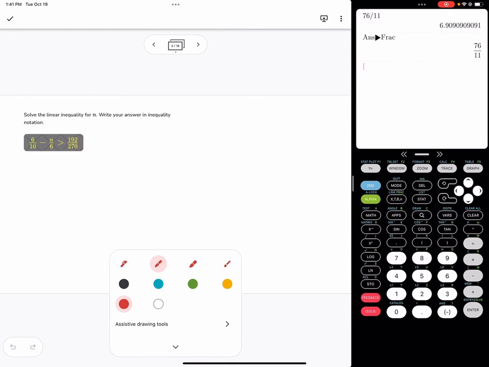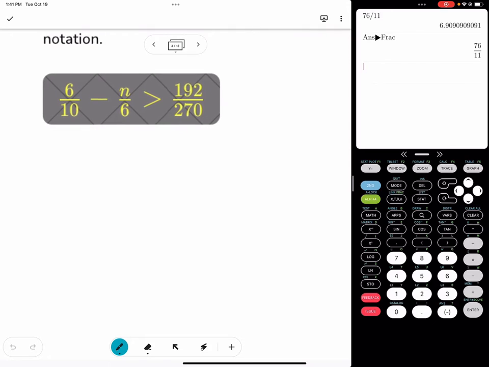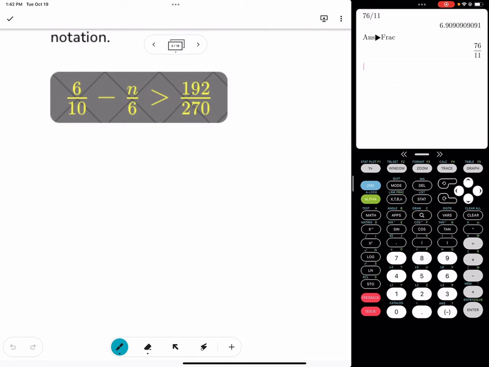In problem 2, we've got this fraction here. I'll blow it up just a little bit. I'm going to go ahead and get rid of the fractions because I think it's easier. What you could do, though, and I worked with some students on this, is if you wanted to, you can just subtract this 6/10. It's just a number like that.